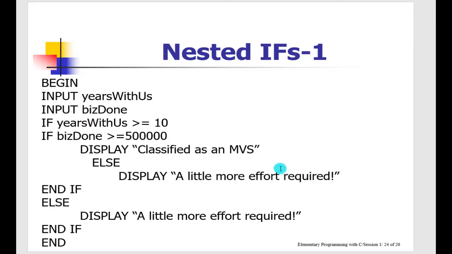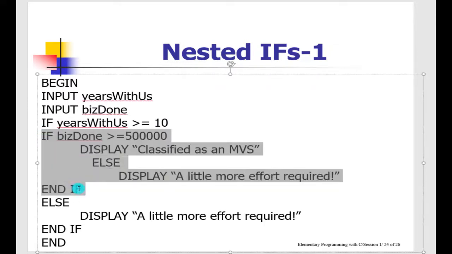What about if it was something like 8 years and 700K? What would happen is that we would come here and compare the 8 with 10, and this would evaluate to false. Once this evaluates to false, then this entire block of code will not get what? Will not get executed, and we skip directly to the else, where we tell the user or supplier that a little more effort is required. We end the if statement, and we also end our program.